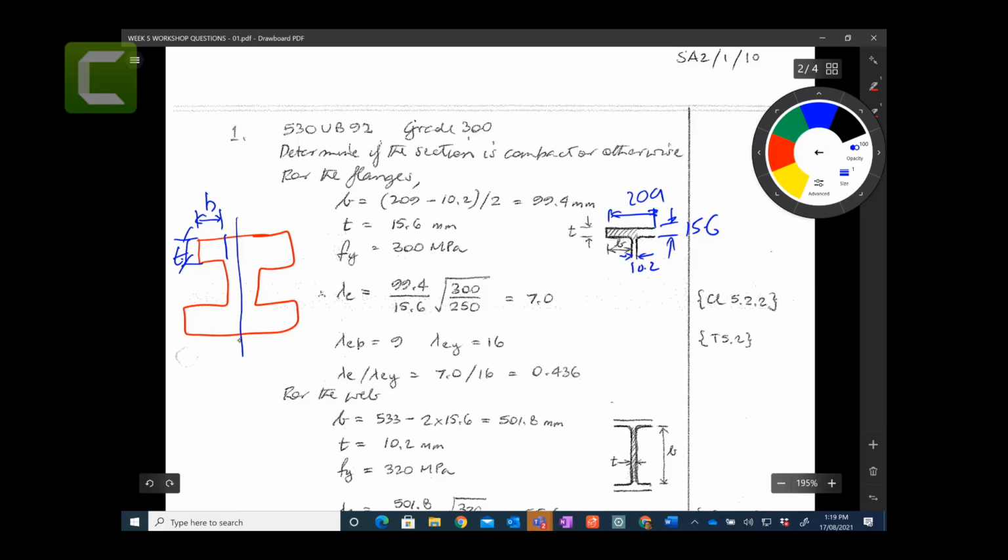So if you want to calculate this distance from here, B over T, you have 209 divided by 2 over 10 divided by 2, you get 99.4. I hope you understand that. And thickness is given 15.6.